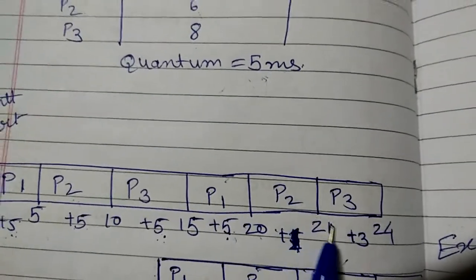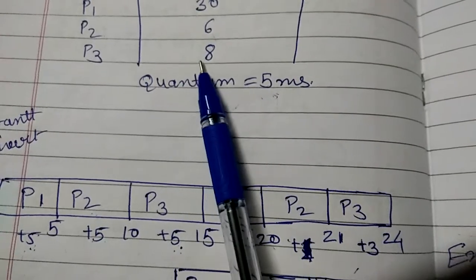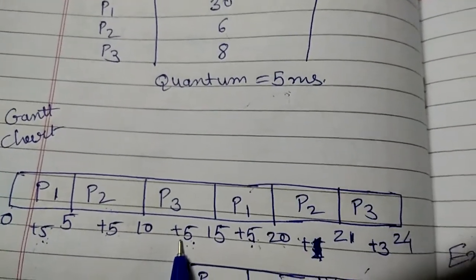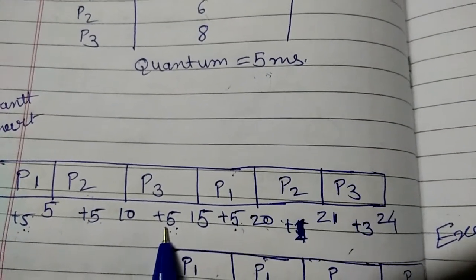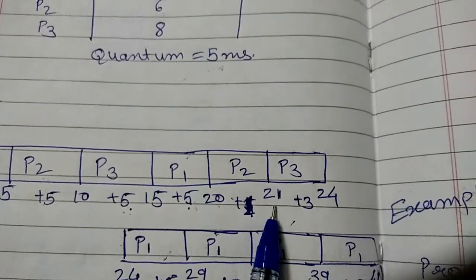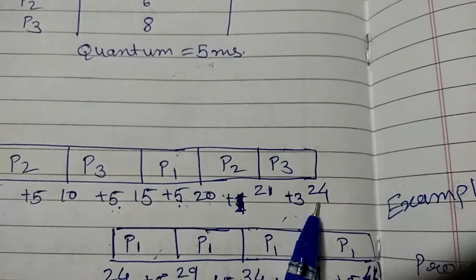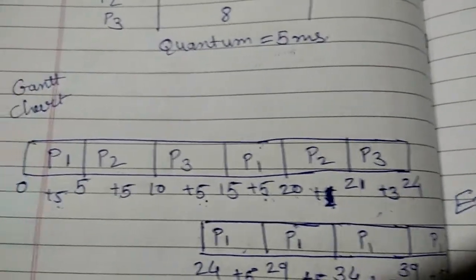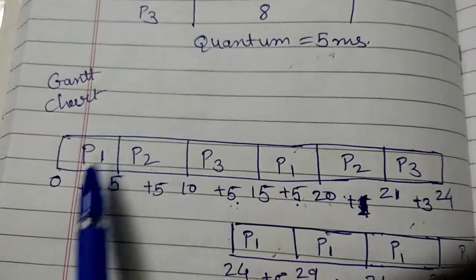Now the turn comes to P3. P3 requires 8 burst time. Out of this 8, 5 has been utilized by P3. So how many seconds more does it require? 3 more seconds are required by P3. So 21 plus 3 is 24. So at the 24th second, P3 will finish its execution. Now which process is left out? P1 is left out.